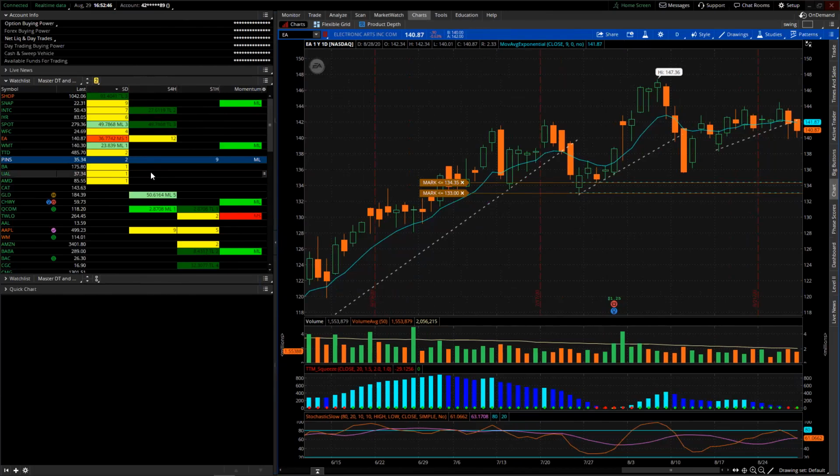Before I keep going on this. Wait, what's the S4H? Oh, squeeze 4 hours, squeeze 1 hour, and squeeze daily, yes. Those are for the time frames. Yeah, different time frames. And then on the right is momentum.